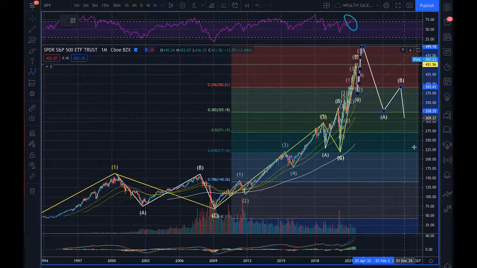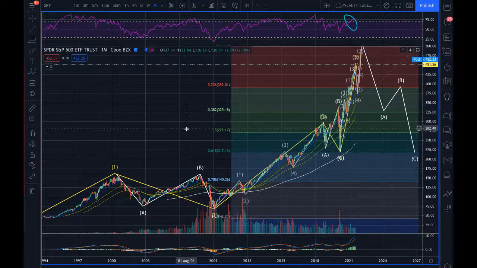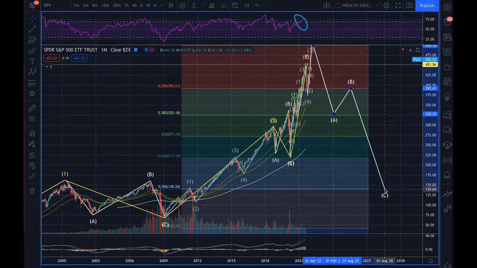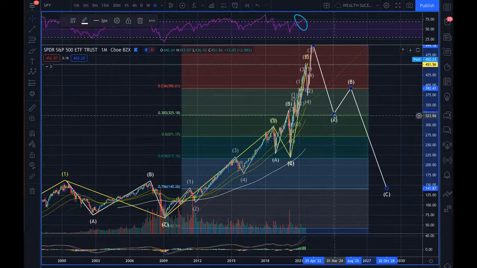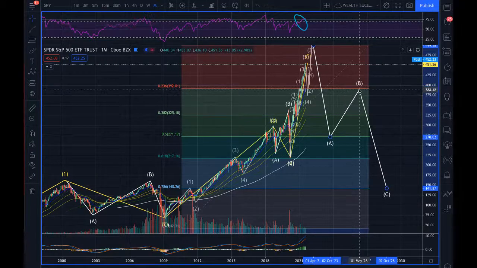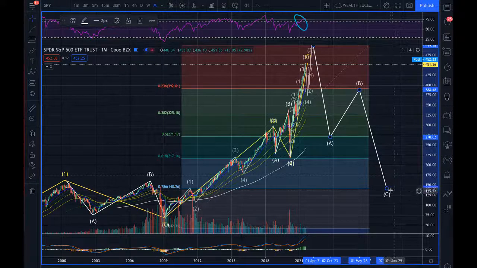Something like this. It could come down to the 0.618, or it could come down to the 0.786. Could be something like that. And if this shape happened and it came down all the way to this 0.786 level, which, you know, Doge did that, a lot of them do.